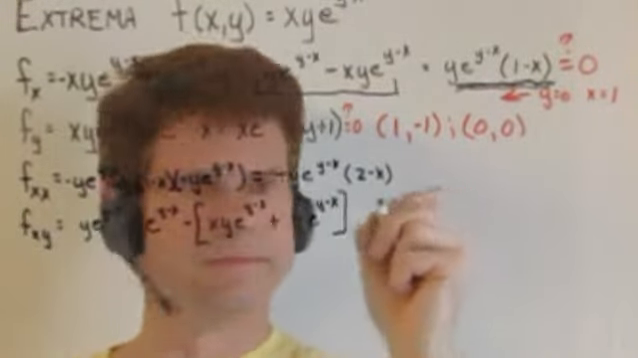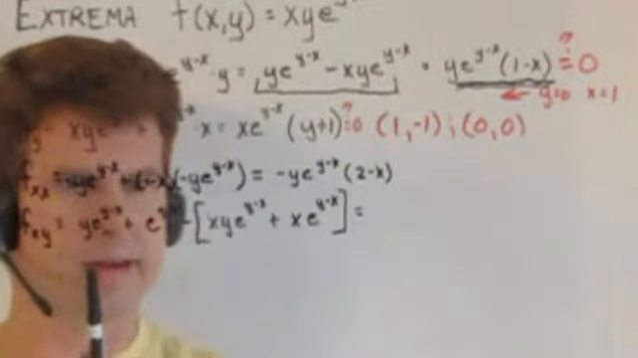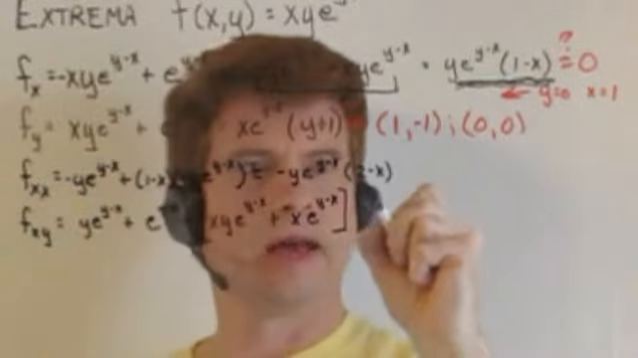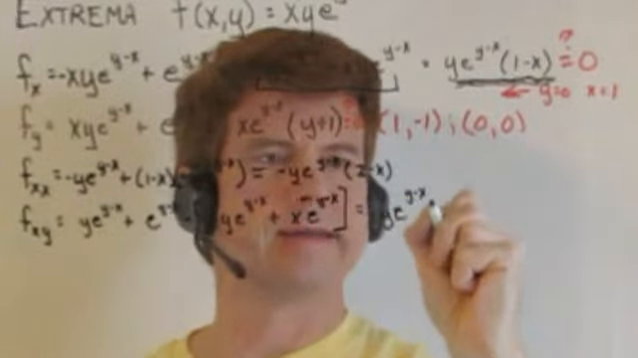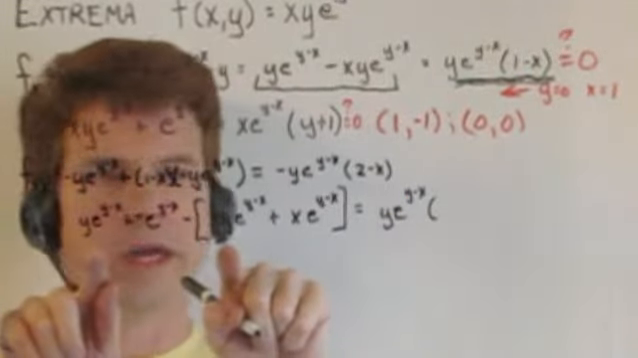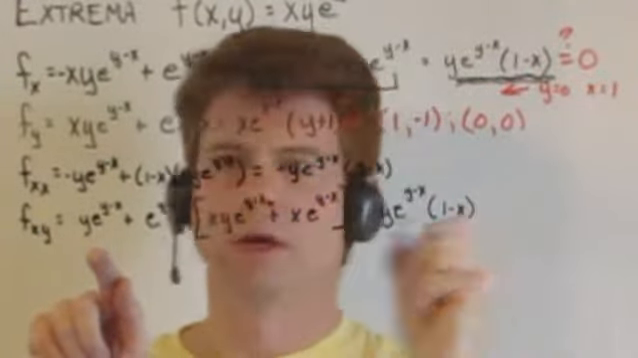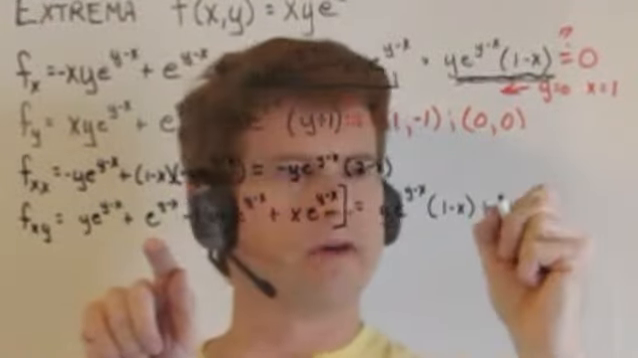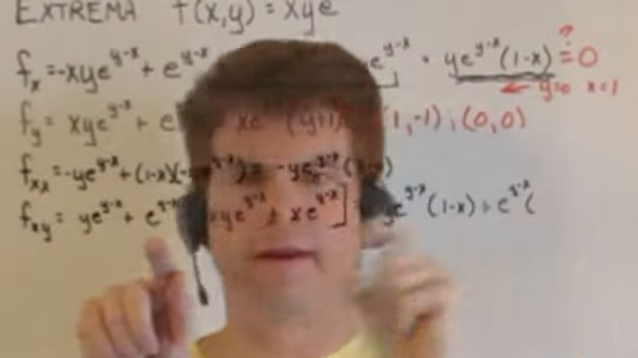Let's factor this out just a little bit and see what we can get out of this. If we take out y e to the y minus x, that's going to leave us 1 minus x. Then for the second terms, let's go ahead and add, and these have a common e to the y minus x. Then for that we've got 1 plus x.